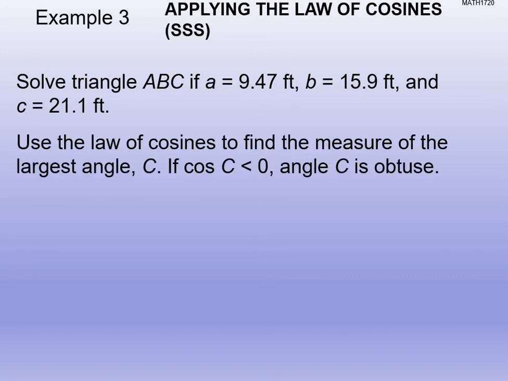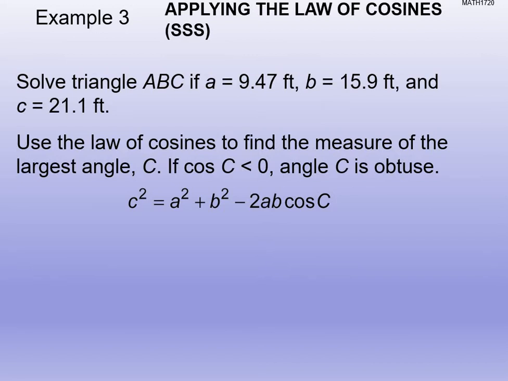Okay, so we can choose whatever angle we want. Let's choose to find angle C first. So I have to rewrite the law of cosines so that I can find angle C. In order to find angle C, I have to find cosine of angle C first and then take the inverse of it. So I'm going to take the equation here, c squared equals a squared plus b squared minus 2ab cosine C. I'm going to solve that for cosine of C first.